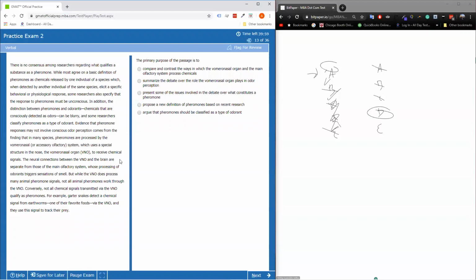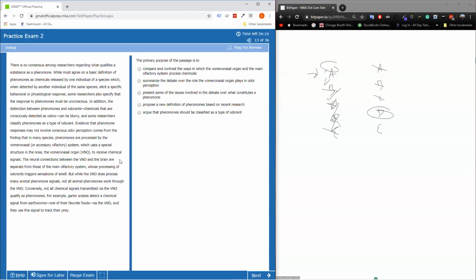There's no consensus among researchers regarding what qualifies a substance as a pheromone, while most agree on a basic definition of pheromones as chemicals released by one individual of a species which, when detected by another individual of the same species, elicit a specific behavioral or physiological response. Some researchers also specify that the response to pheromones must be unconscious. In addition, the distinction between pheromones and odorants, chemicals that are consciously detected as odors, can be blurry, and some researchers classify pheromones as a type of odorant.